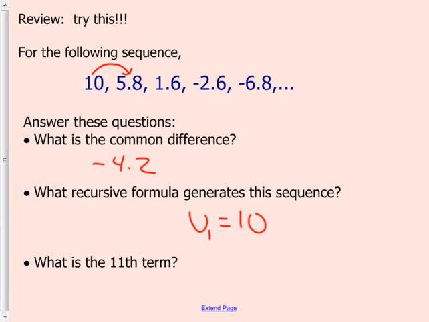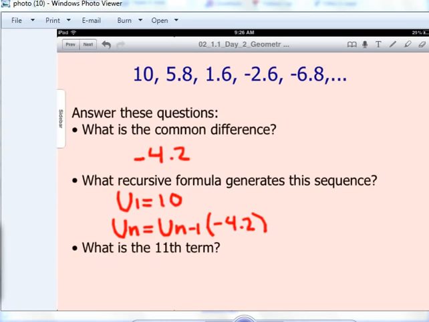And I'm going to have a few of you send me your response via email in a minute, so make sure you do a decent job here. I don't need the 11th term even. All I'm asking right now is for the formula. Okay, here's a screenshot of one of my fine students who says it's u sub 1 equals 10, u sub n equals u sub n minus 1, and then he has a minus 4.2 in a parentheses there. All right, that's pretty good.